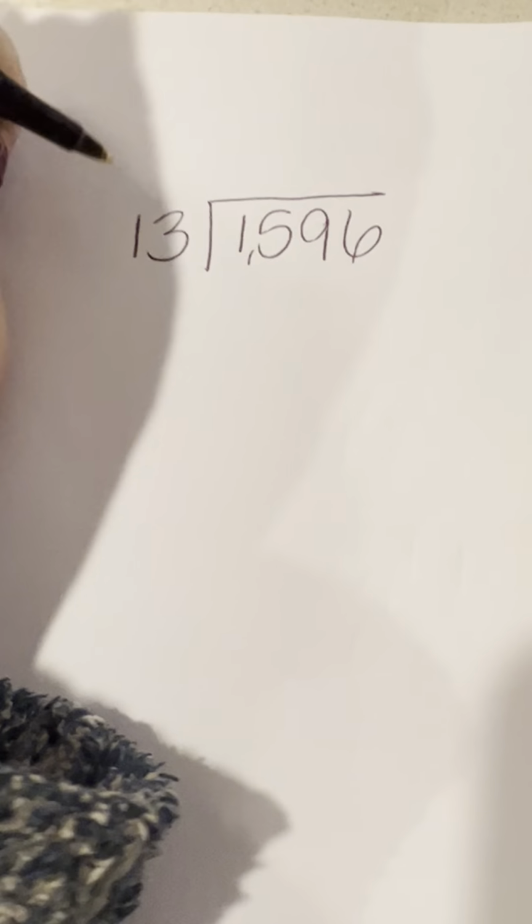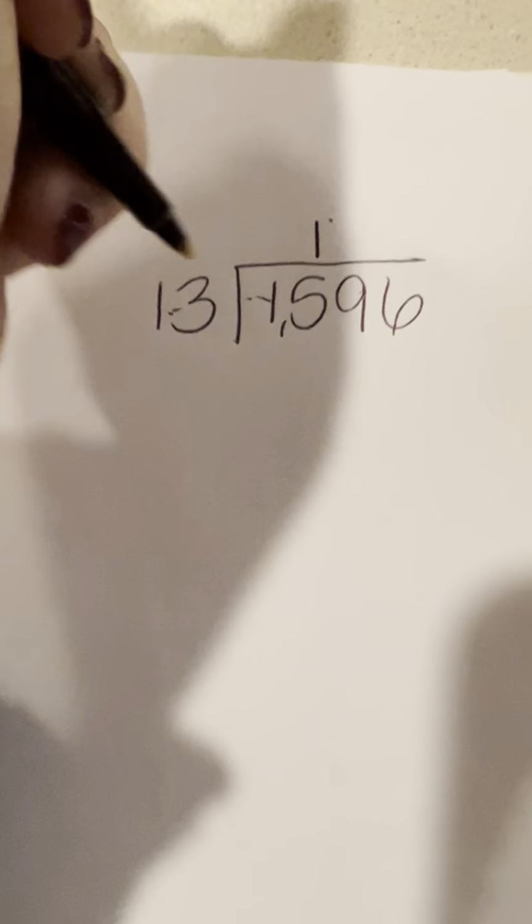Number 2 is 1,596 divided by 13. Oh my gosh, why do they make these ones so easy? So 13 doesn't go into 1, so 13 goes into 15 one time. 1 times 13 is 13. When you subtract, you get a 2. Bring down the 9.